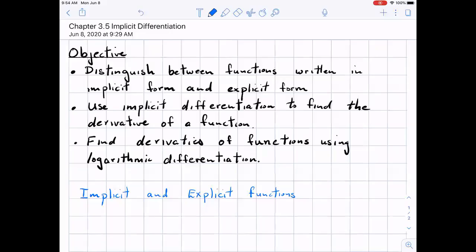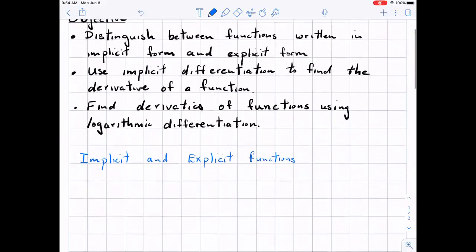So today we'll look at implicit differentiation, and we'll see what is the difference between an implicit function and explicit. And then we'll use implicit differentiation to find the derivative of a function and finding derivatives of functions using logarithmic differentiation.